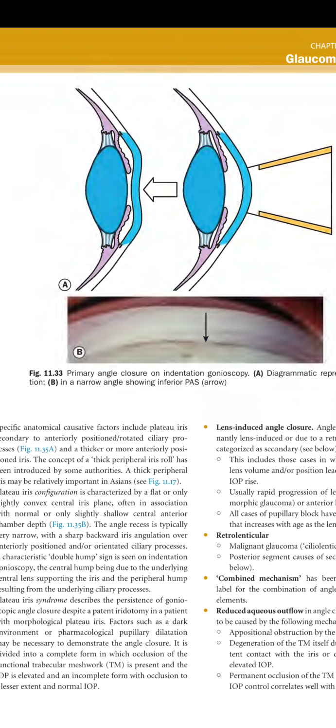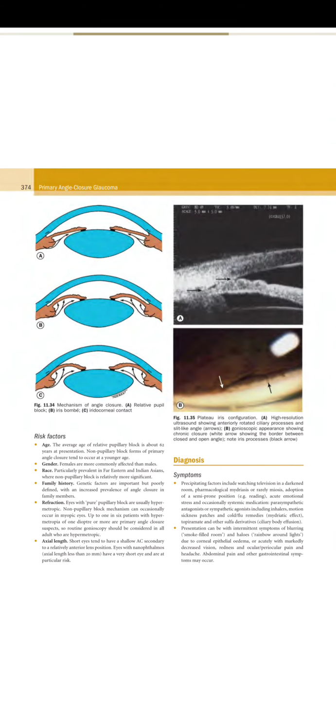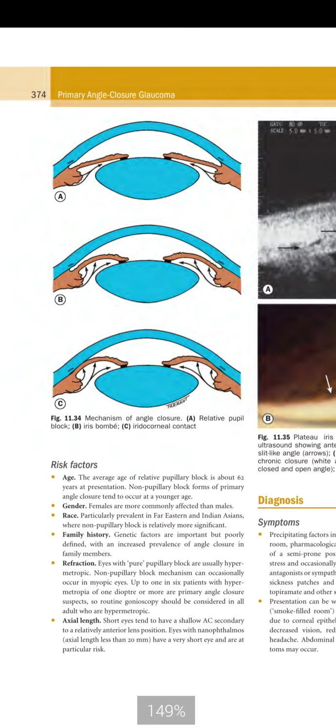So what is it showing? Indentation is basically making an indentation in the cornea, pushing the cornea inside, and it will allow the angle to be opened, but it will not open in a case of peripheral anterior synechiae. So this is a mechanism of angle closure.